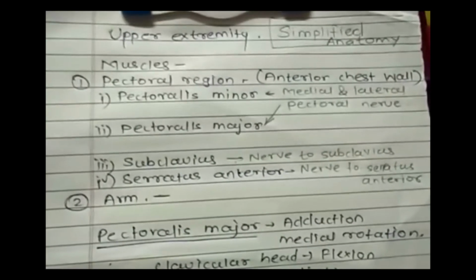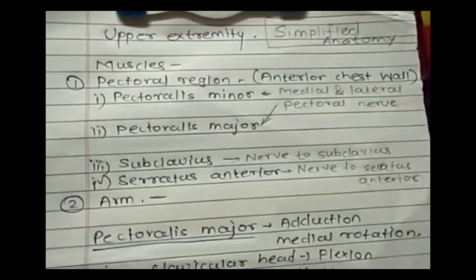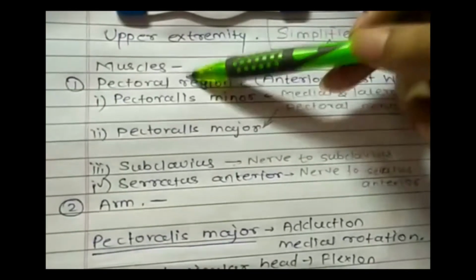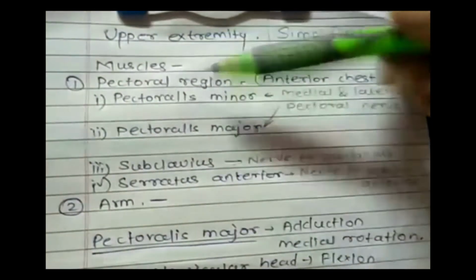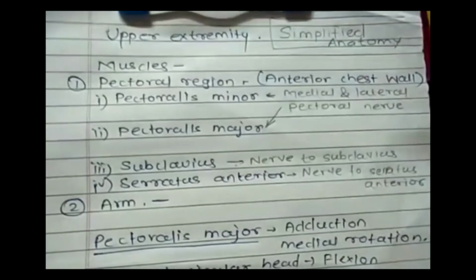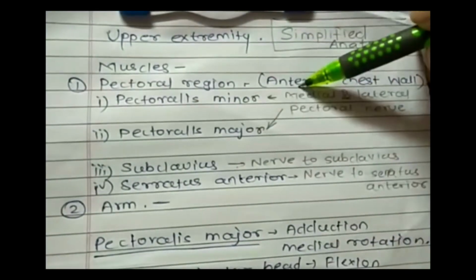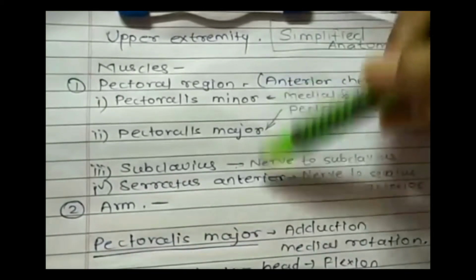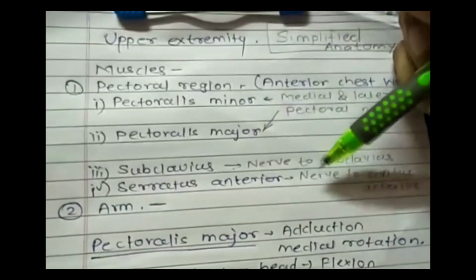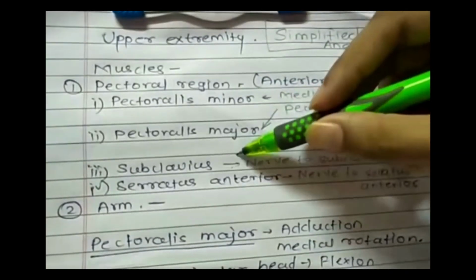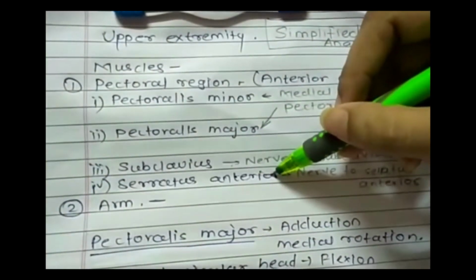Today we are going to start with anatomy, human anatomy. So first we are going to learn about the upper extremity, muscles of the upper extremity of the pectoral region. So first, what is the pectoral region? The pectoral region is the anterior chest wall. There are four muscles in the pectoral region, which are pectoralis minor, pectoralis major, subclavius and serratus anterior muscle.